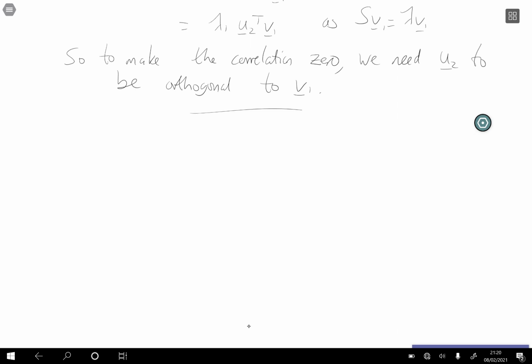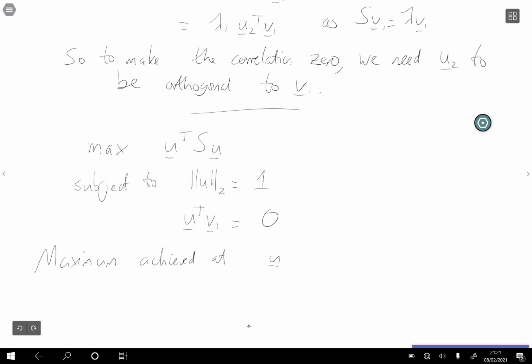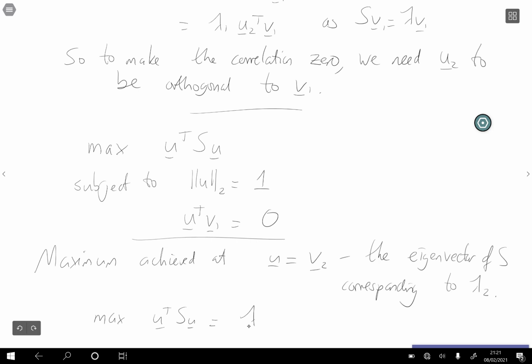So our eigenvalue problem is going to be: maximize u transposed S u, subject to, well, we still need u to be of length 1, but in addition, we're going to require that u transposed v1 is 0. Now we're going to prove this in the next section, but the maximum here is achieved at u equal to the second eigenvector. It's probably not a surprise that the answer here is to take the second eigenvector of S, the eigenvector of S corresponding to the second largest eigenvalue, lambda 2. In that case, the maximum of u transposed S u is going to be lambda 2.